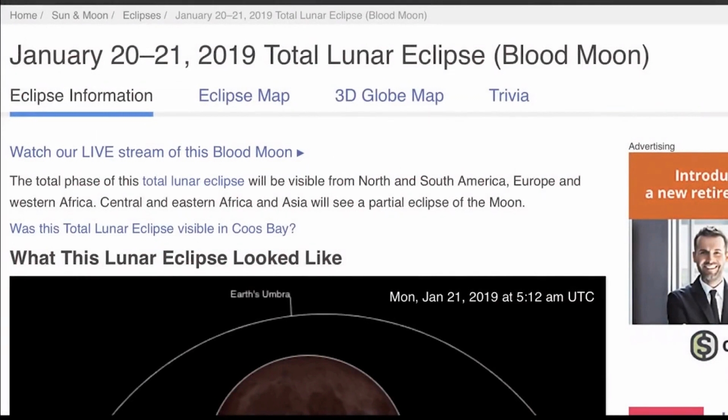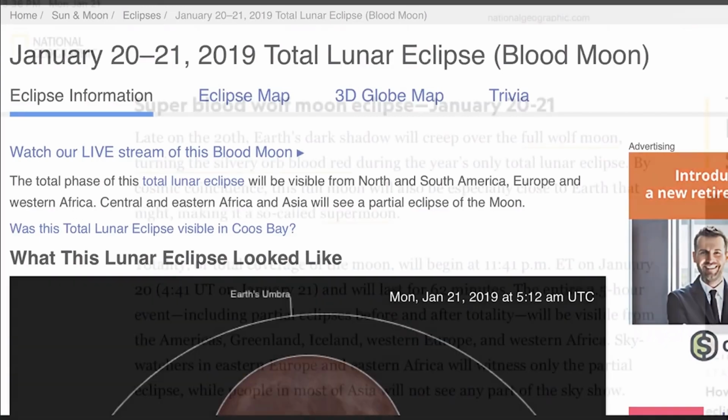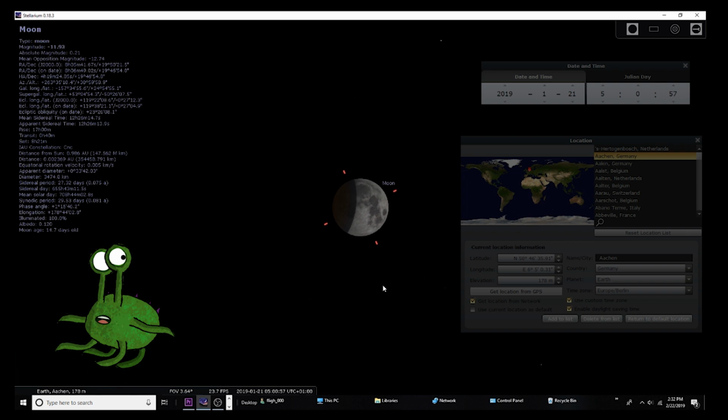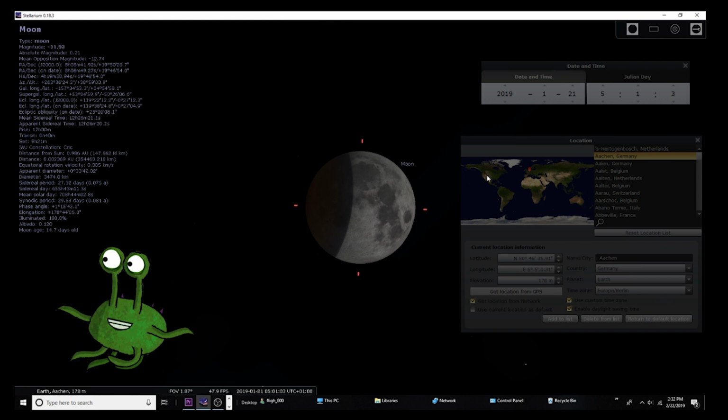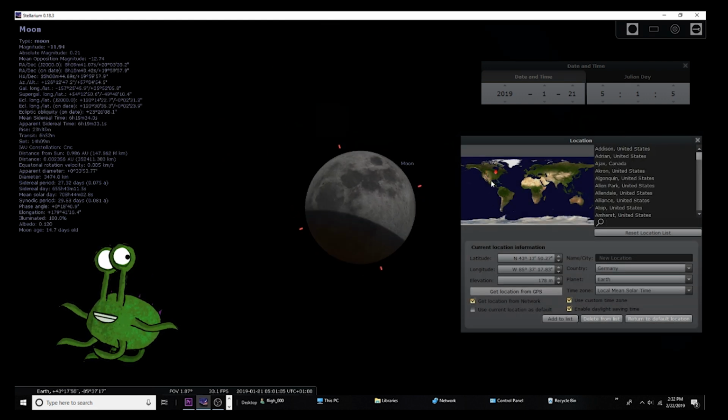Another issue I'm having with the eclipse is the vast amount of countries that were able to view it. North and South America, Europe, Western Africa, Central and Eastern Africa, and Asia. I guess I don't understand your issue with this. Unlike a solar eclipse, a lunar eclipse would be visible from any location that is able to observe the moon at the time of the eclipse.